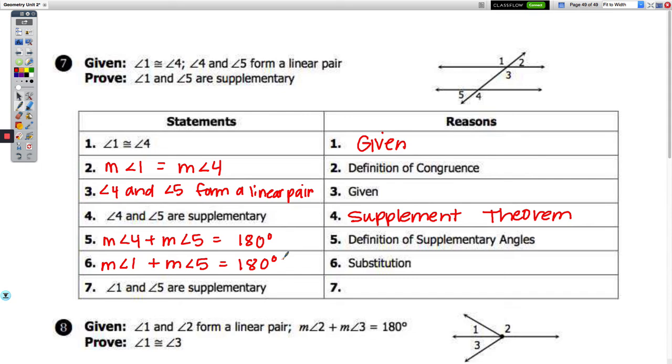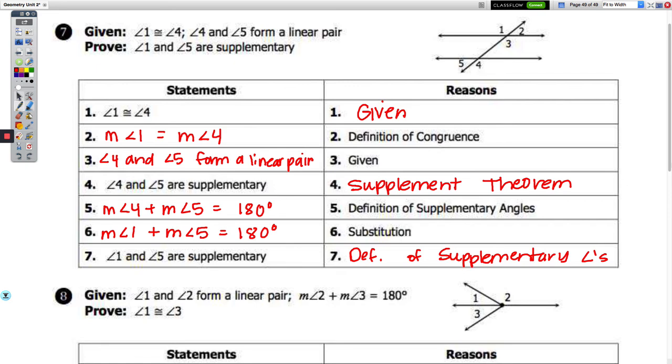So then, if the measure of angle 1 plus the measure of angle 5 equals 180 degrees, this is going to be the definition of supplementary angles, isn't it? Because it mentions that 180 degrees and supplementary. In order for it to be the definition of supplementary angles, there either has to be the equation in the statement section or up at the top. Right?